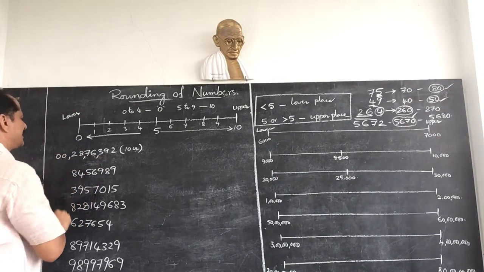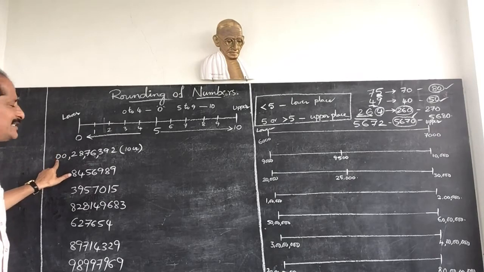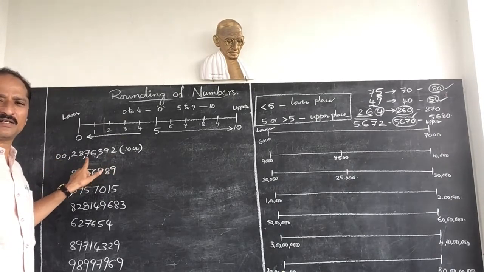No crores are there here. Round off to 10 crores. So it is next lower than 10 crores.